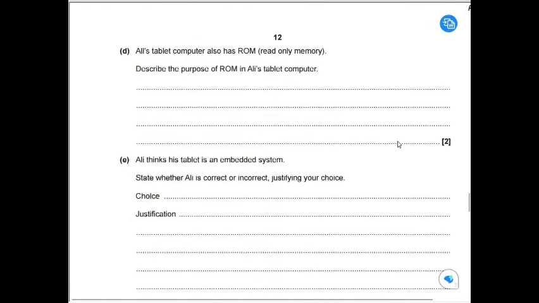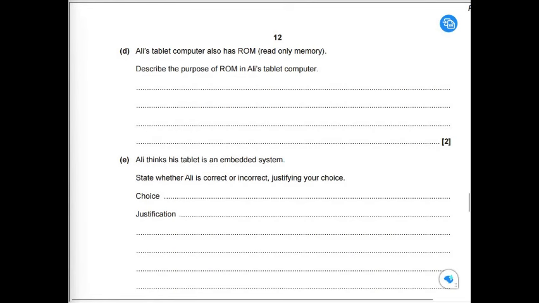Okay, so Ali's tablet computer also has ROM. So what's the purpose of ROM? The ROM will store the basic input-output system, which is abbreviated as BIOS. And then it's going to store the data that should never be changed. So we just leave it alone.